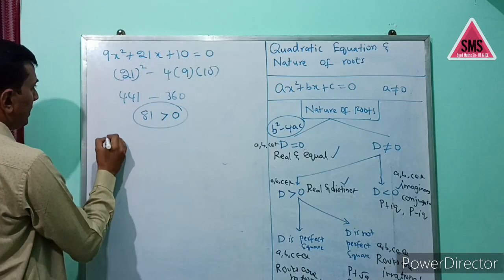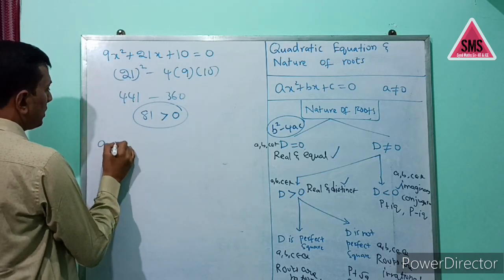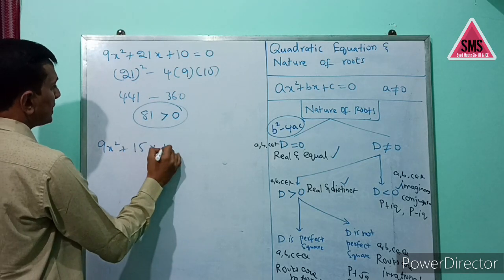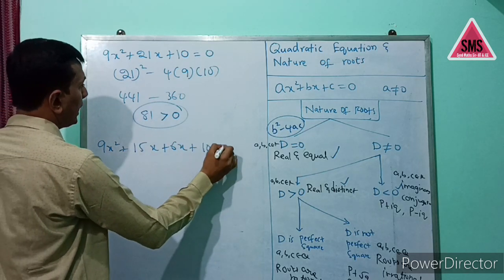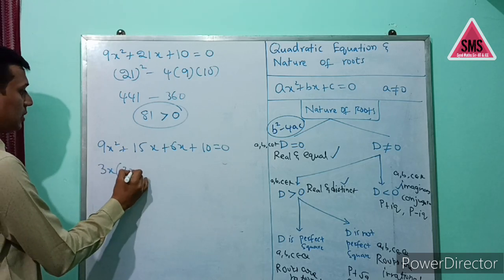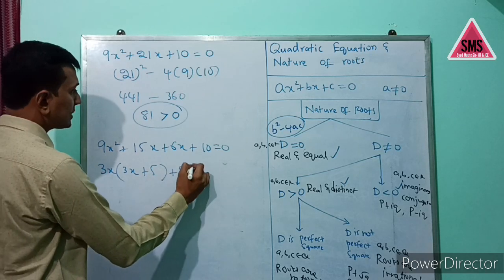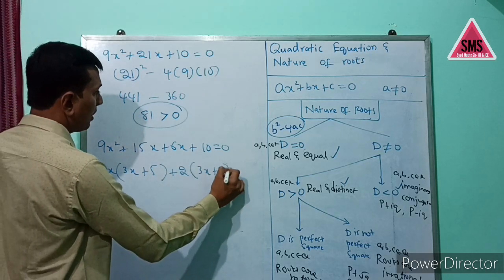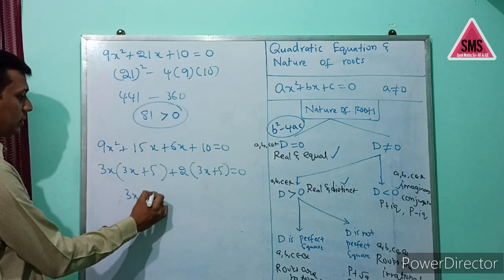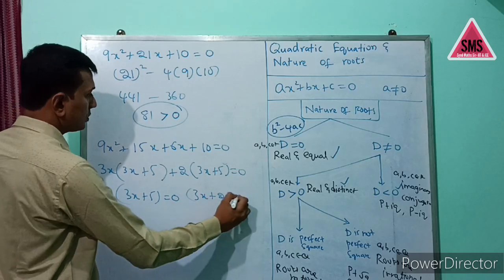So factorize this one. 10 9s are 90, 90x square. Factors of 90x square: 15 6s are 90. So 3 is common, 3x plus 5 will be left. Again here 2 is common, 3x plus 5 will be left. Again take the 3x plus 5 common, you will be left with 3x plus 2.